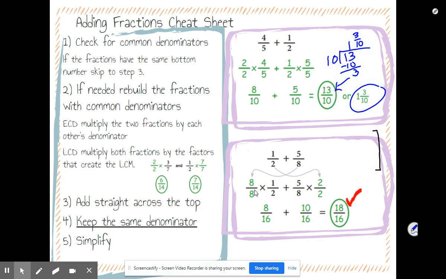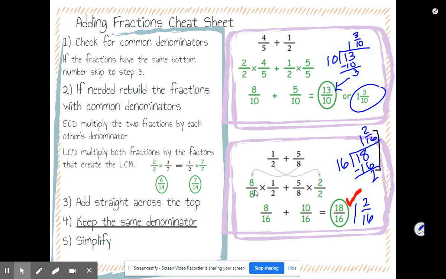Oh, is it improper? 1 and 2. Okay. So remember, the top number is always the dividend. The bottom number always is the divisor. So in this case, I have more than I need, more than enough for 1 to go in there. And I have 2/16 left. Is that the right answer?